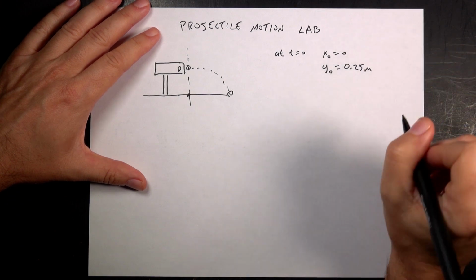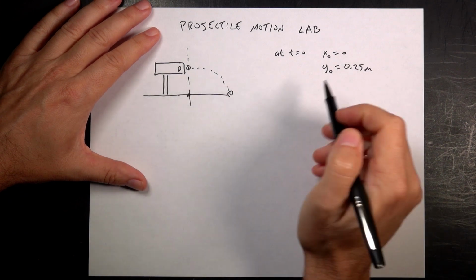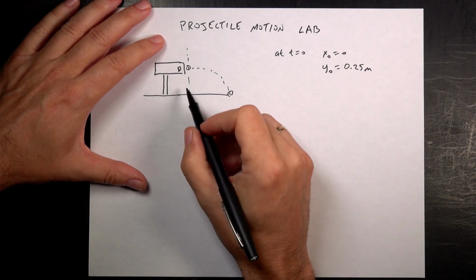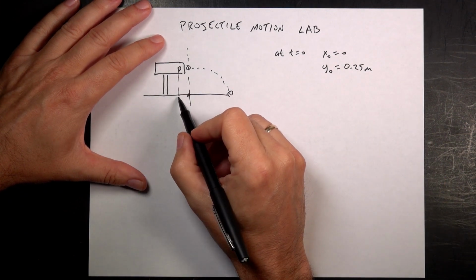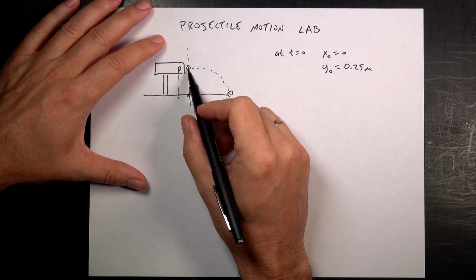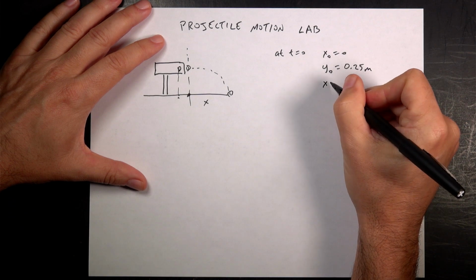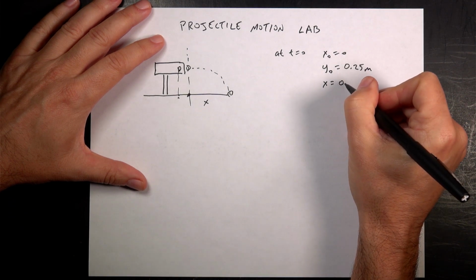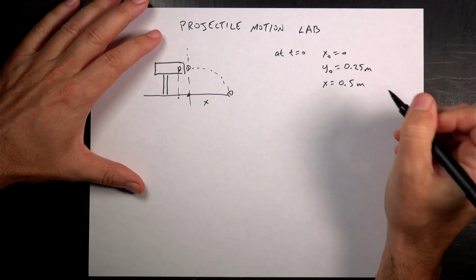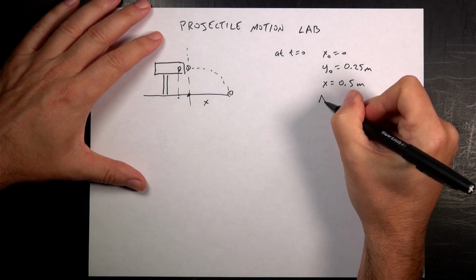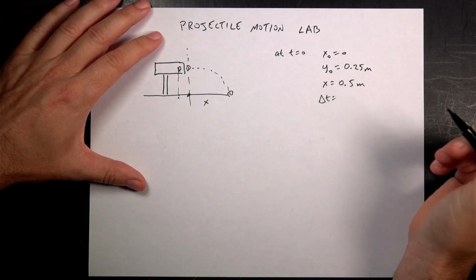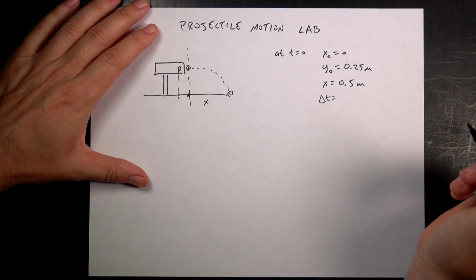0.25 meters. And then I shot it, and it went a distance from this distance. Actually, that's the start of the ball right there. Let's just say this distance, x final, I measured as 0.5 meters. And then let's say delta t, I measure something. I don't know what that is. I don't want to write it down because I don't want to disagree with other stuff.